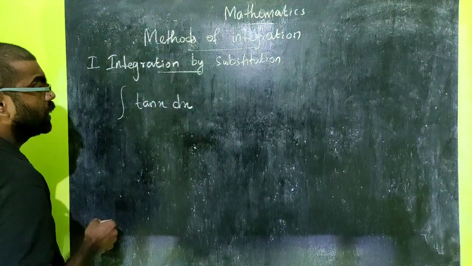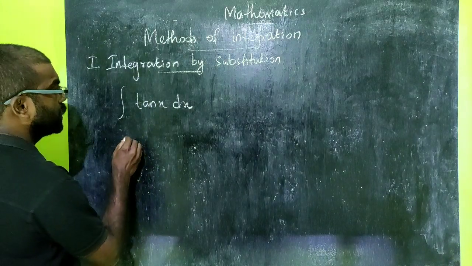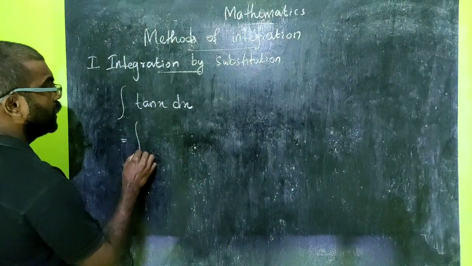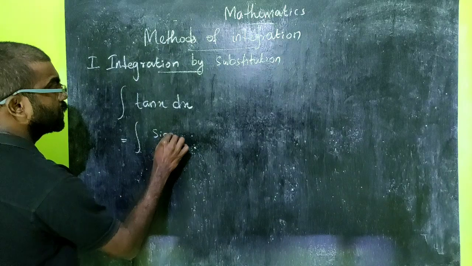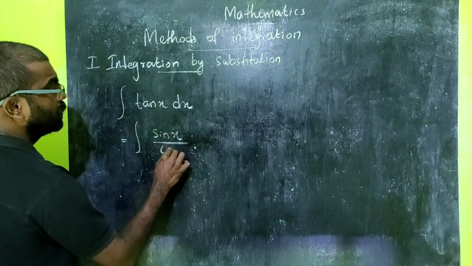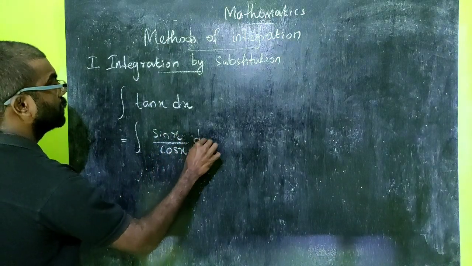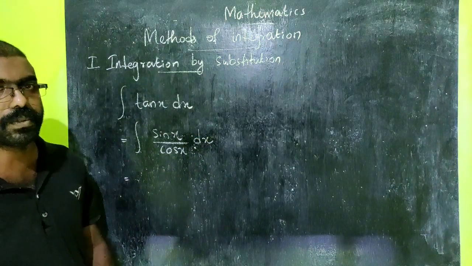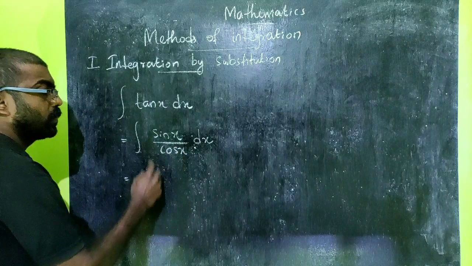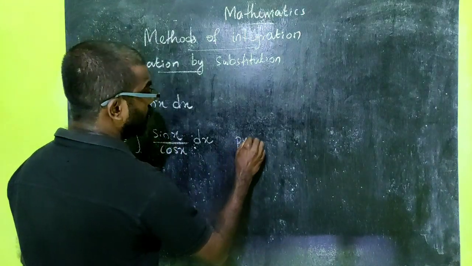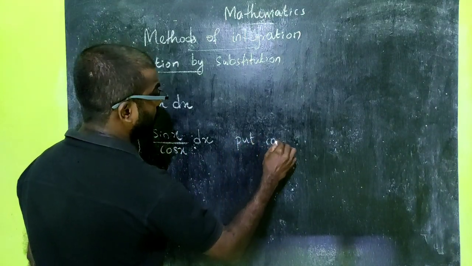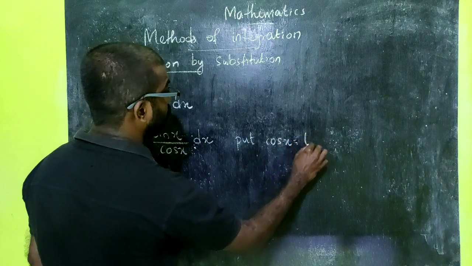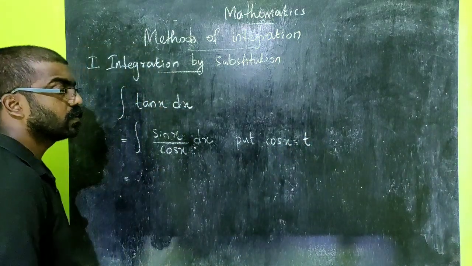Here we have no direct formula for this one. So first of all we can write it in the form sin x by cos x, integral sin x by cos x dx. And here I am going to make one substitution. This denominator term cos x, I replace it by another variable t. So put cos x equal to t.